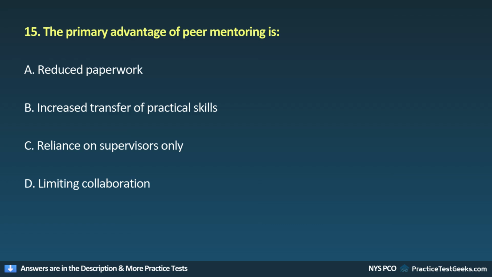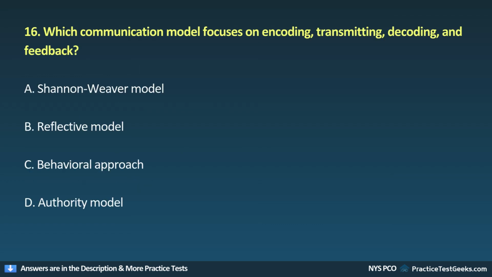D. Limiting collaboration. 16. Which communication model focuses on encoding, transmitting, decoding, and feedback? A. Shannon-Weaver model. B. Reflective model. C. Behavioral approach. D. Authority model.